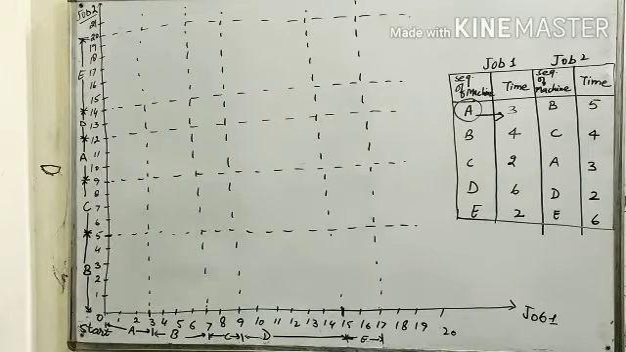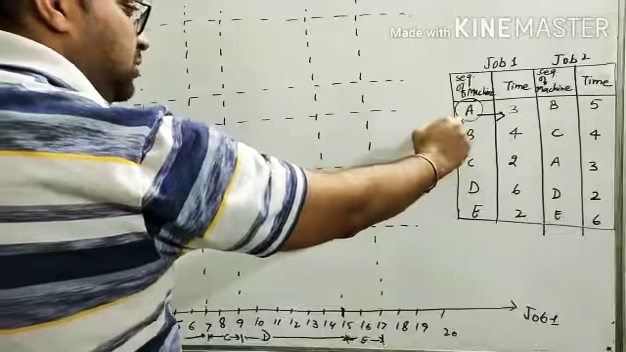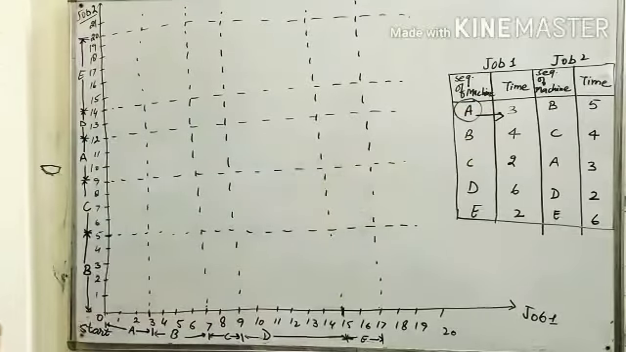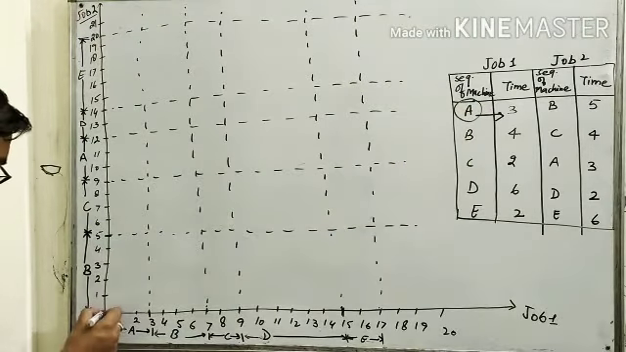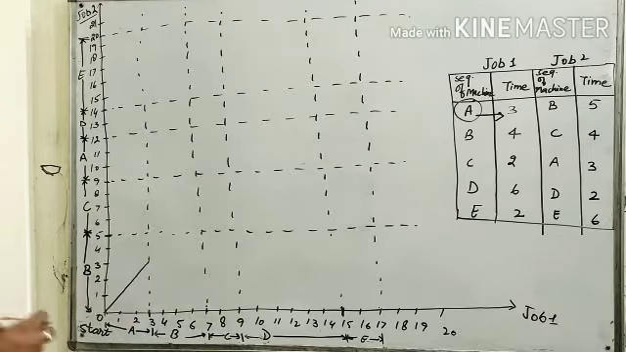We have to draw a line which is at 45 degrees from the horizontal line. For job 1, machine A will take 3 hours. So we have to draw a line at 45 degrees up to 3 hours. Now, what do we get?